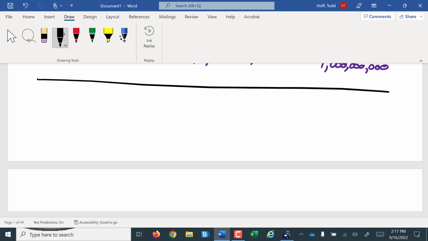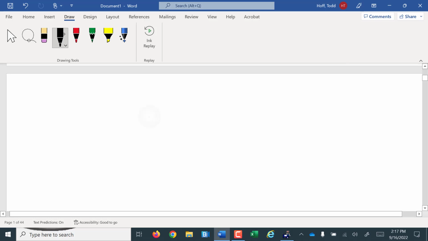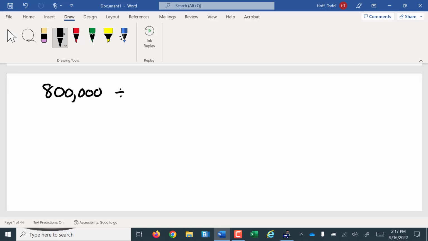For division, we have something similar. If I have 800,000 divided by 200, we do 8 divided by 2 is 4. Now this has 5 zeros and this has 2 zeros. How many zeros are in our answer? We're dividing, so it's the reverse. Instead of adding the zeros, we subtract. 5 minus 2 is 3. So it'll be 4,000.